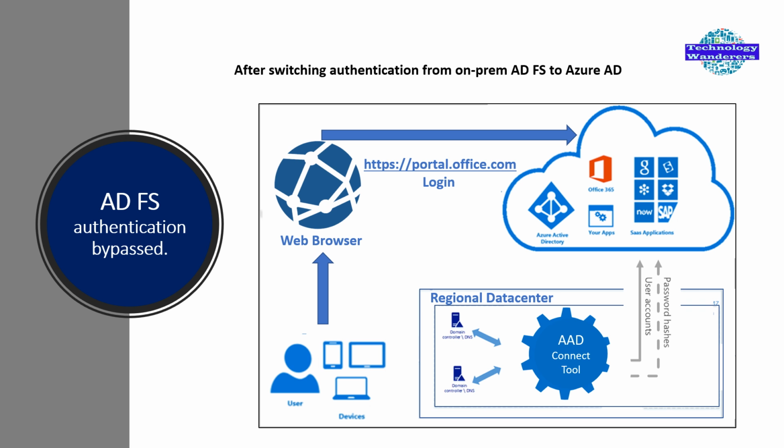Now, how are your users using it? If they are logging in to portal.office.com, they will directly go to Azure Active Directory and log in to other applications like Salesforce, SAP, Dropbox, ServiceNow, Slack, and Office 365. See the right bottom, the original data center: there is an AD Connect tool syncing identities from your Active Directory servers directly to Azure Active Directory. This is your current scenario after converting your federated domain to standard domain.